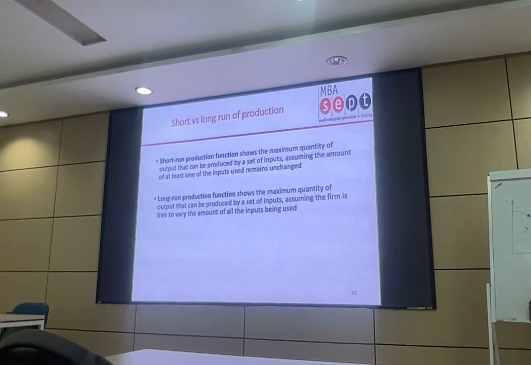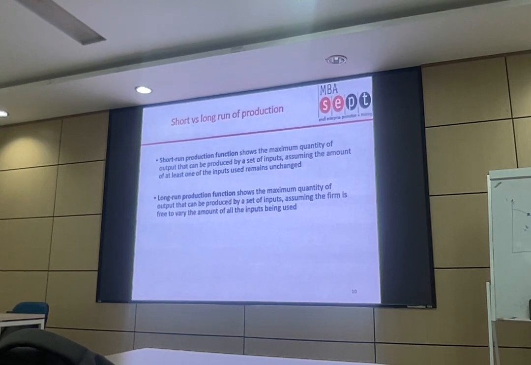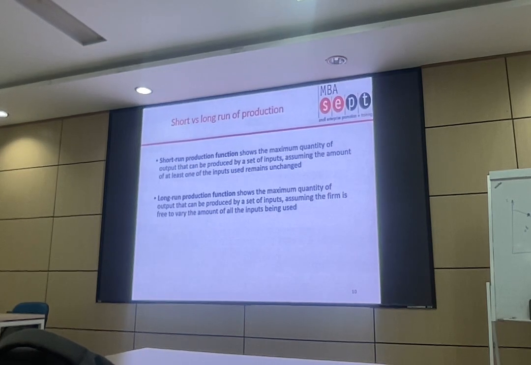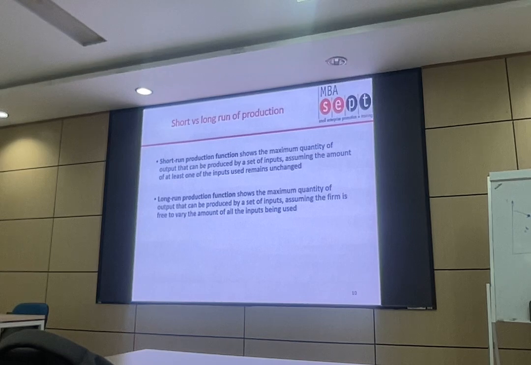Now, just a recheck of what you learned. What is the short run and what is the long run? How do these two periods differ? We discussed it yesterday. The short run is the period in which at least one input is unchanged. So if we have at least one input that is fixed, this refers to short run production.